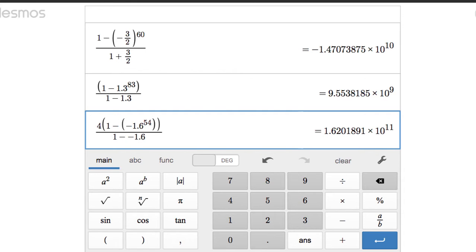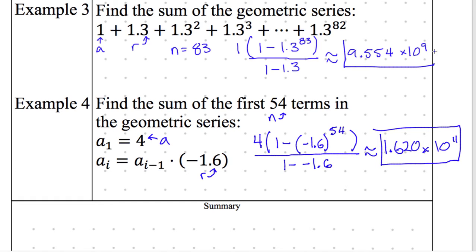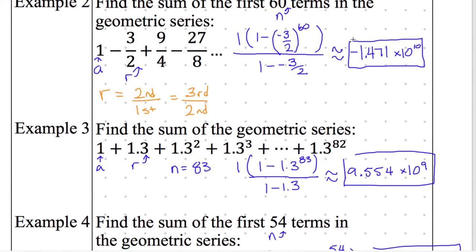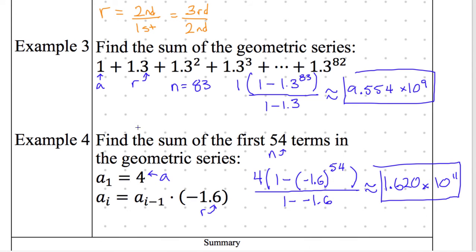All right, and there is my answer. This is approximately equal to 1.620 times 10 to the 11th power. I should be boxing all of these answers. I don't know why I have not been. It's not giving you the answer. Maybe I did something wrong. Did you make sure that your parentheses were around the negative? I didn't do that. Ooh, I did the parentheses wrong.